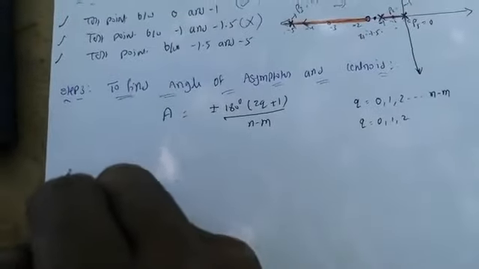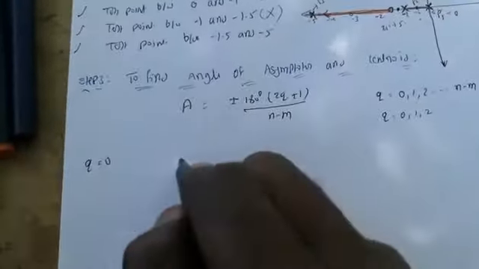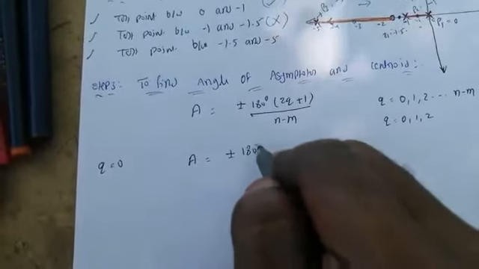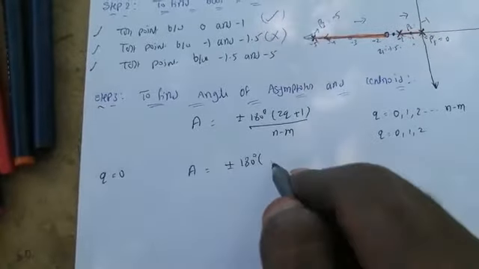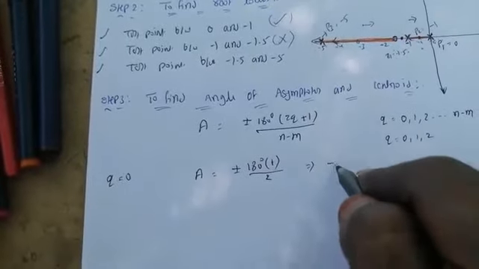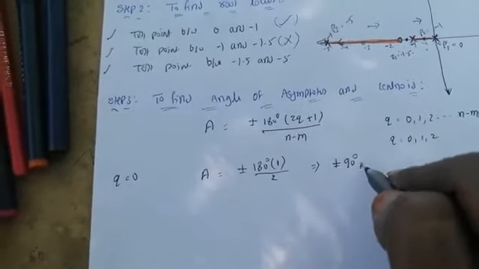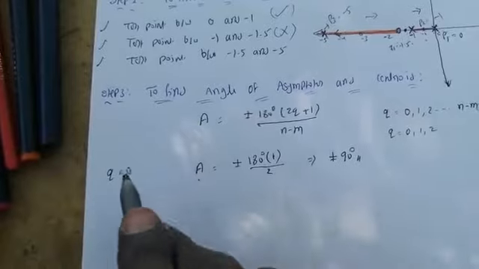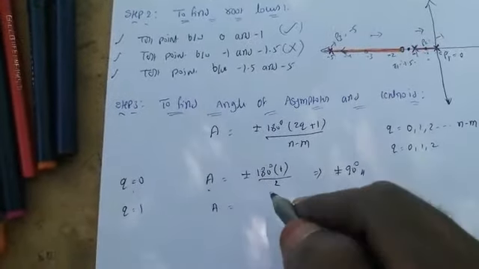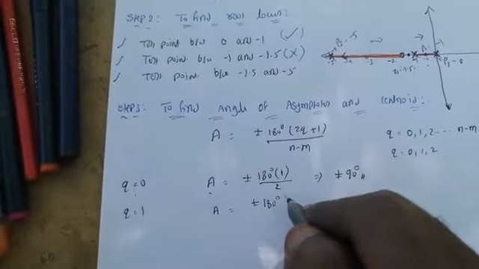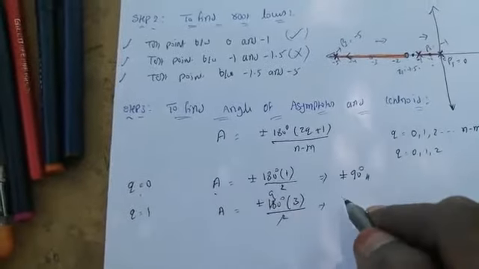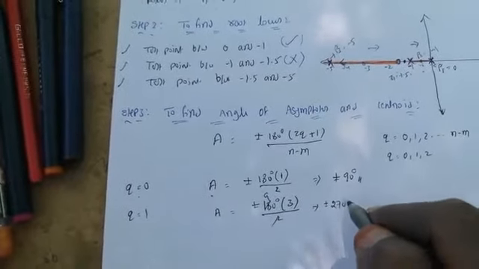Let me see first, when q is equal to 0, what will A become? Plus or minus 180 degrees, 2 into 0 is 0, plus 1, divided by 2, so you will get plus or minus 90 degrees. This is the angle of asymptotes when q is equal to 0. Next, when q is equal to 1, A equals plus or minus 180 degrees times 3 divided by 2, so you will get plus or minus 270 degrees.